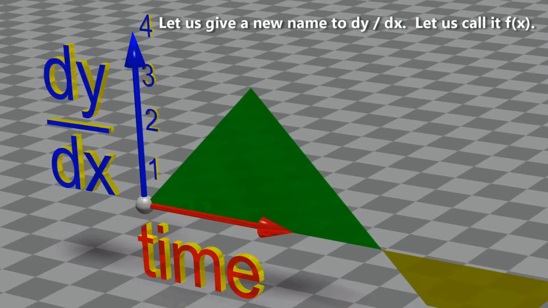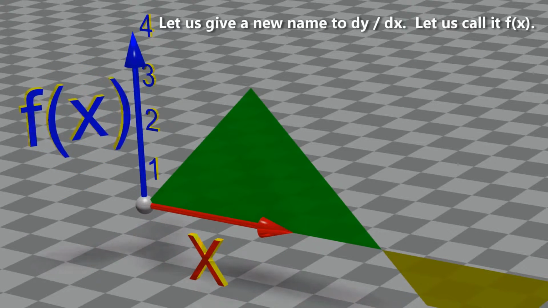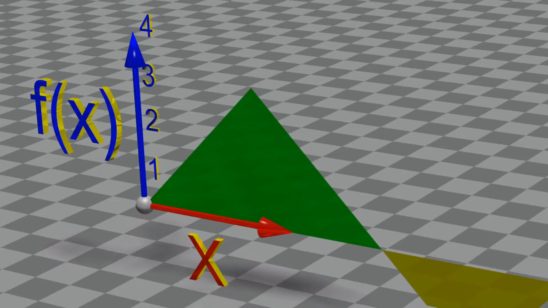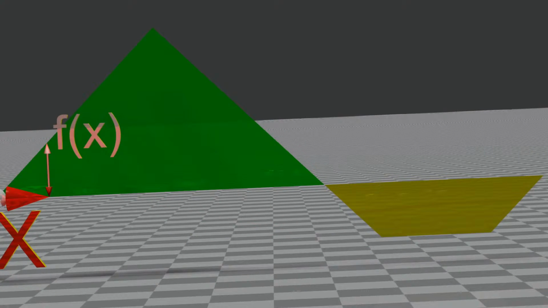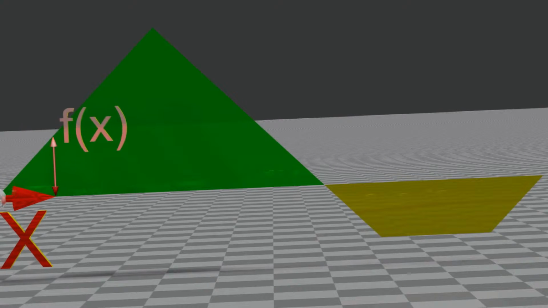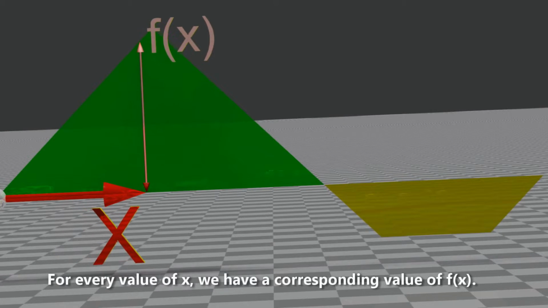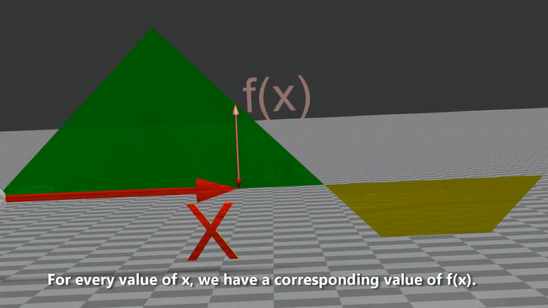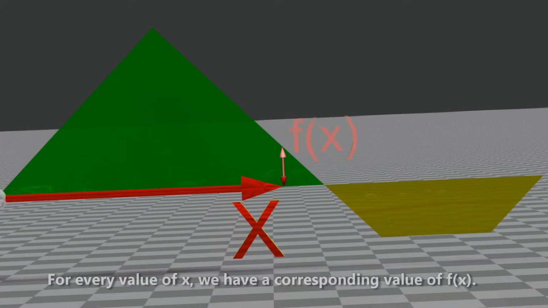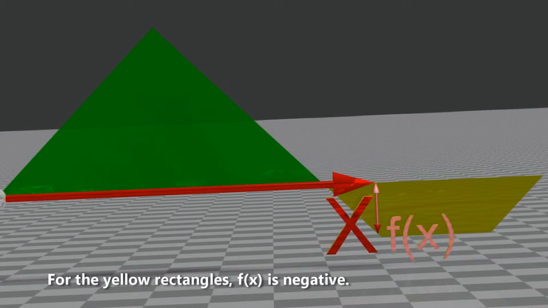Let us give a new name to dy divided by dx. Let us call it f of x. For every value of x, we have a corresponding value of f of x. For the yellow rectangles, f of x is negative.